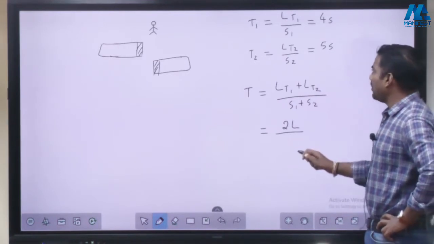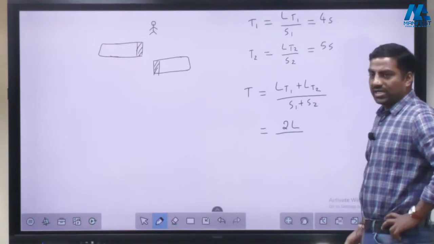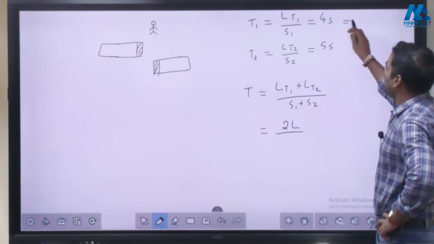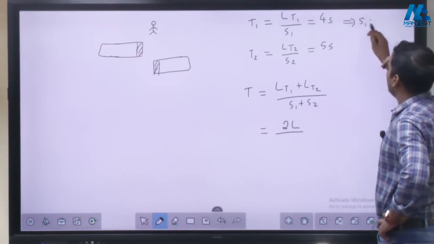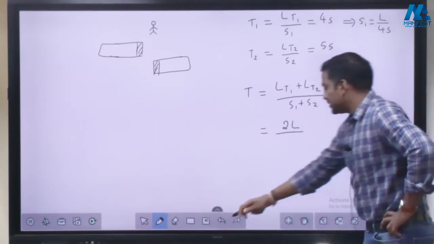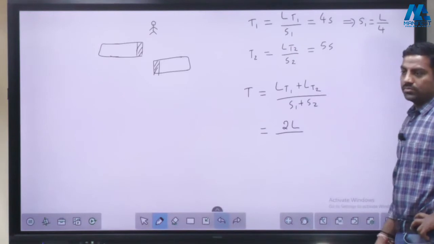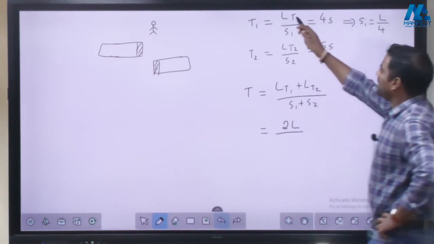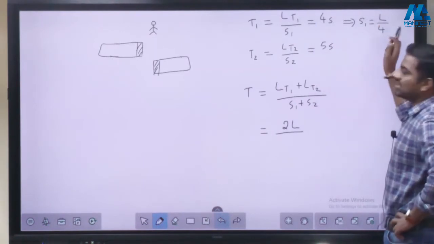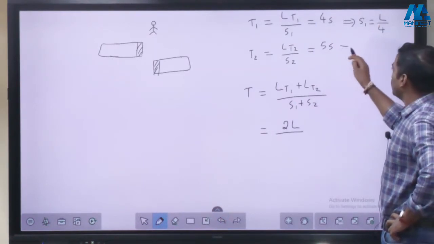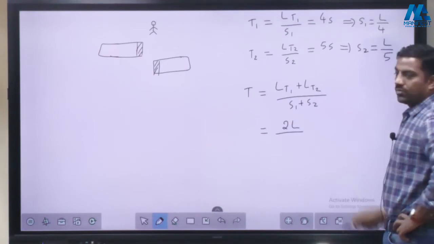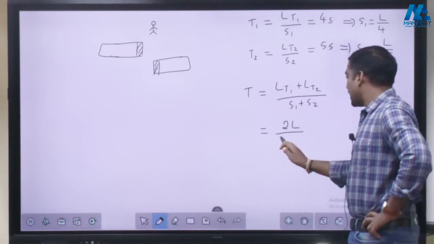Yes. So in the denominator, S1 and S2 are there. For S1 and S2, I'll take from here: S1 is equal to length divided by 4 seconds, so L by 4. Look at this, this LT1 is nothing but L now. So can I take this as L by 4? And what about S2? Same thing, L by 5. So can I substitute here L by 4 and L by 5?